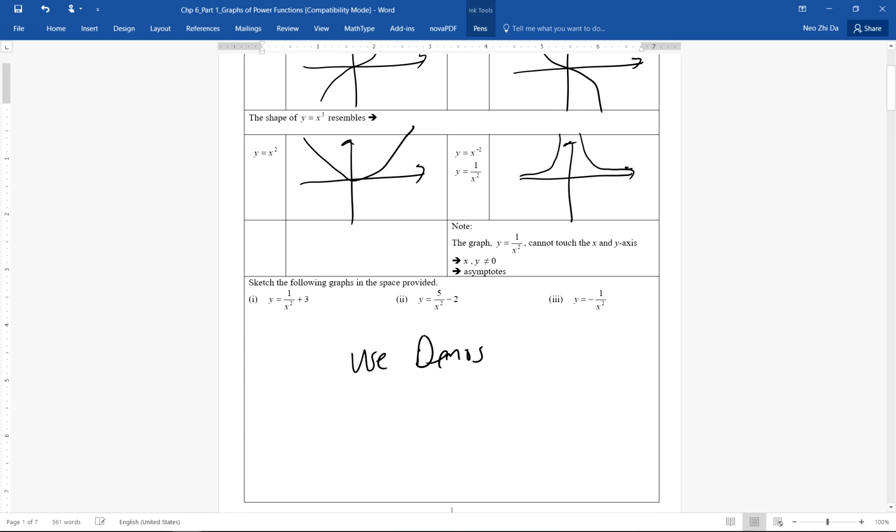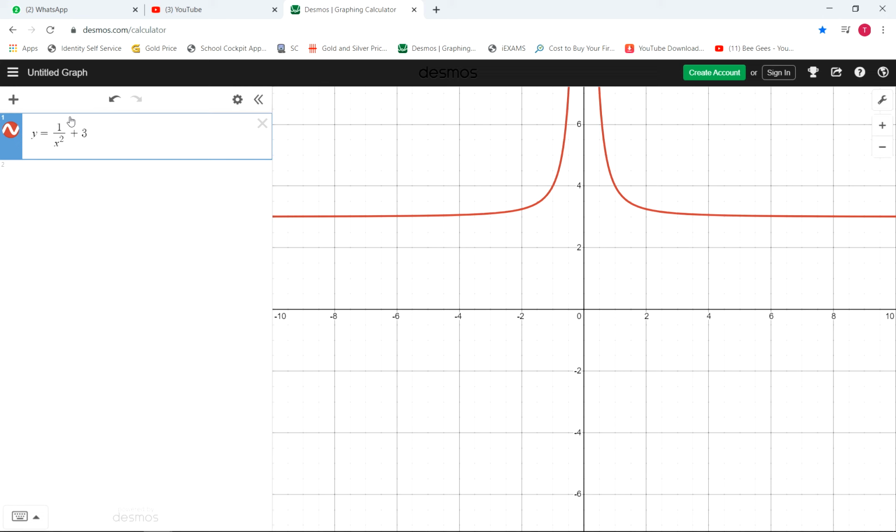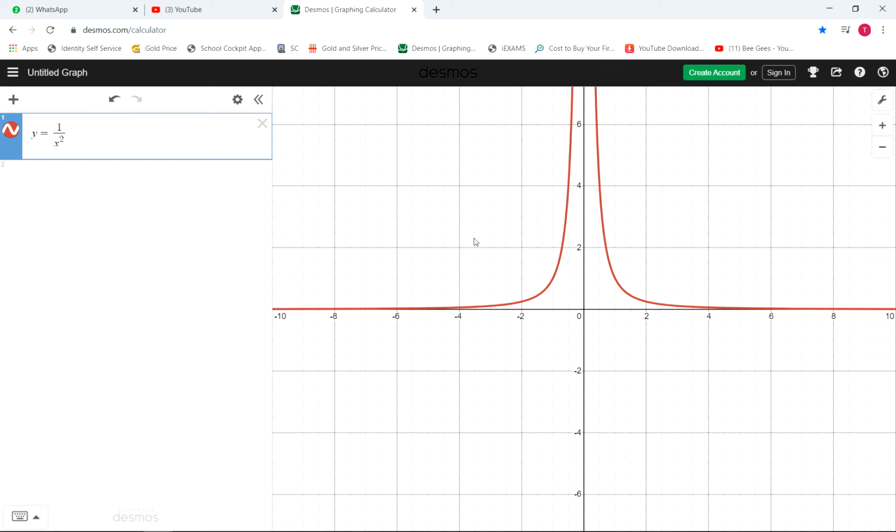Okay, now this one I want you to use Desmos. Okay, how? Let me show you. Go to the internet. Okay, click on Desmos. This is the link. Okay, and just key inside like that. 1 over maybe x plus 3. So you notice that on Desmos the graph will move. So what happened was initially before plus 3 is like that, right? You see very close, very close.